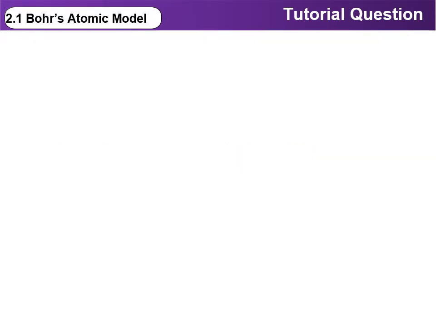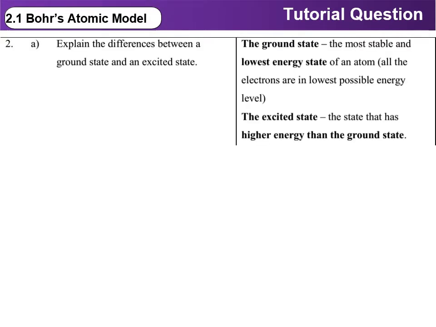Okay, now we are in question number 2a. Explain the difference between ground state and excited state. So I believe when you look at the terms, ground, you will know that it is at a lower state, lower energy level, and excited state means higher energy level. Okay, so let's look at the answer here.